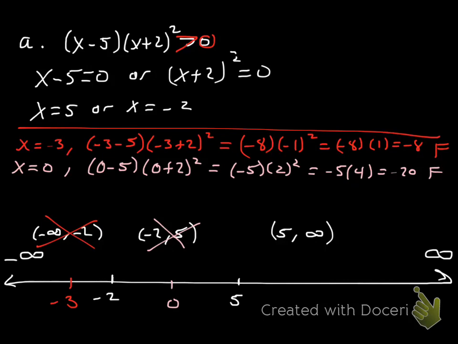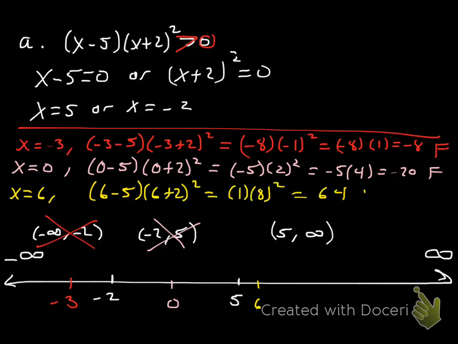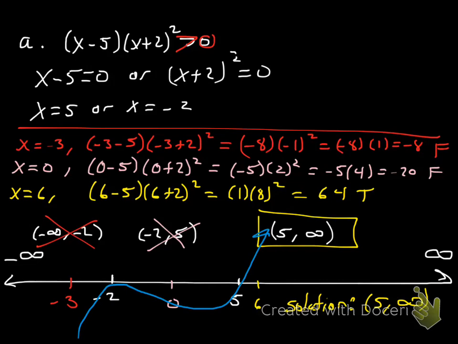Now we'll test something in the interval 5 to infinity, so 6 would probably be nice. Plug it in, work it out, and we get 64 this time, so that's true. So the only interval that worked was 5 to infinity, and then I'll go ahead and graph it in. We knew it was negative down here, and we knew it was just going to touch at negative 2 and then cross at 5.